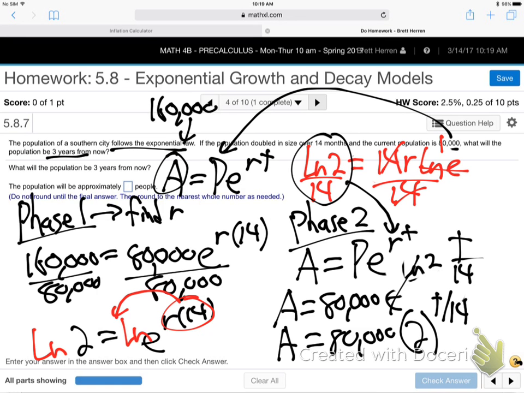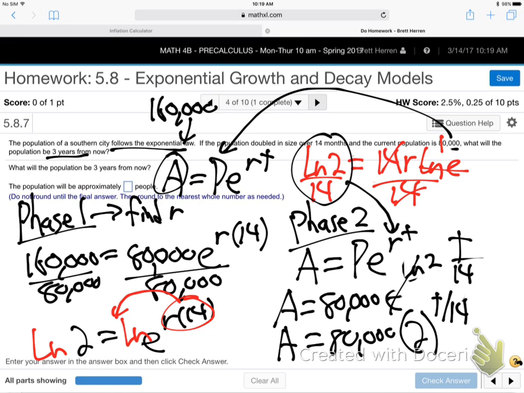To the base. But don't be confused. The T and the 14 stay in the power zone. So there's our formula. We can do anything they want now. Anything they want to ask us, we can solve now that we've got our hands on that formula. What's their question? 3 years from now.